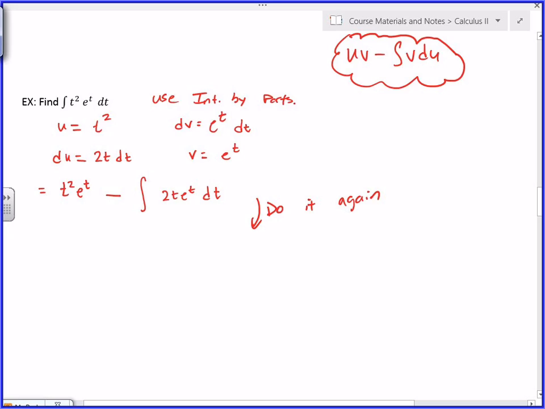We know that, right? Every time I take the derivative of a polynomial, it reduces by a degree. So anytime you've got a polynomial times something, you could always use integration by parts, as long as that something is easy to integrate. Okay? So I'm going to have now a new u.